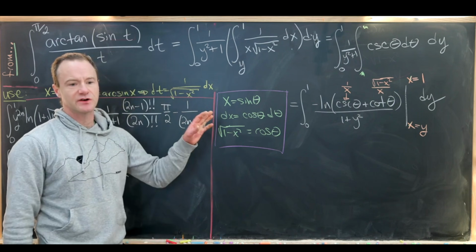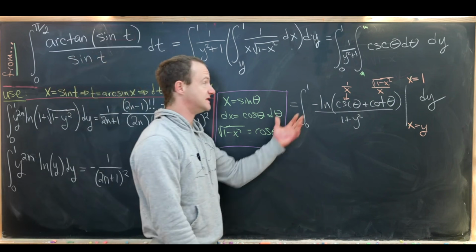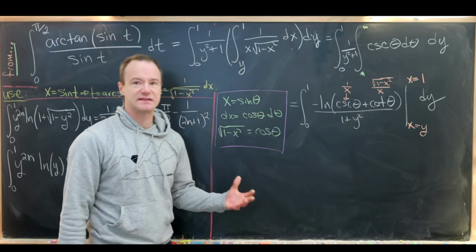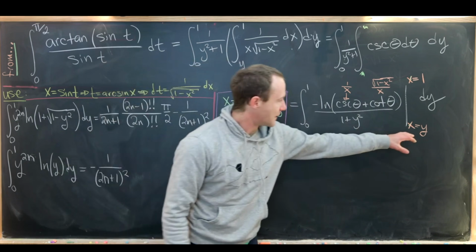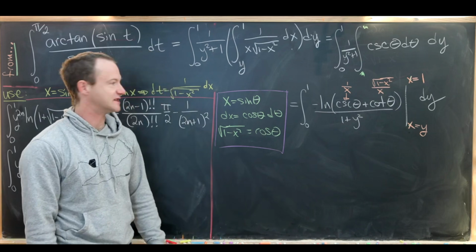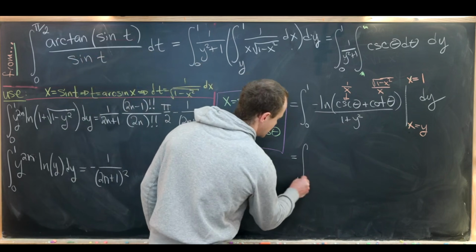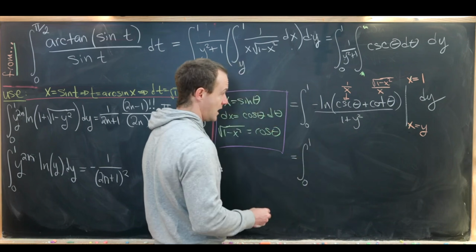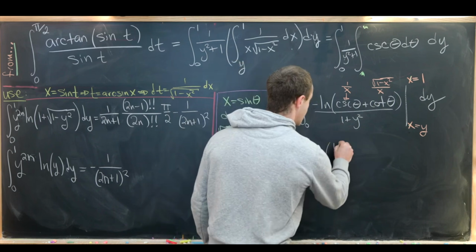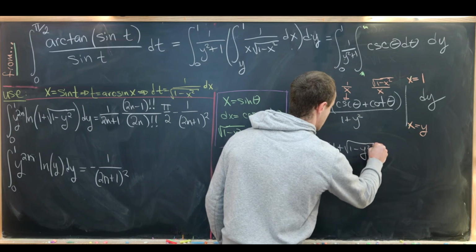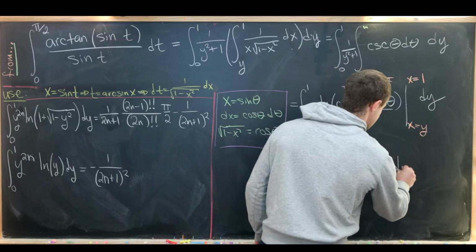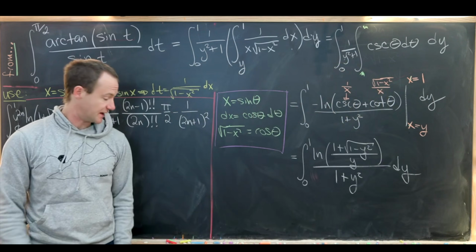So let's notice that x equals 1 will give us 0 upon evaluation because we'll get the natural log of 1, which means x equals y is the only thing that's going to give us anything. It's on the bottom end point. That means that it will cancel this minus sign due to the subtraction that's built in, and that'll leave us with the integral from 0 up to 1 of the natural log of 1 plus the square root of 1 minus y squared over y, all over 1 plus y squared, dy. So that's what we're ending up with now.